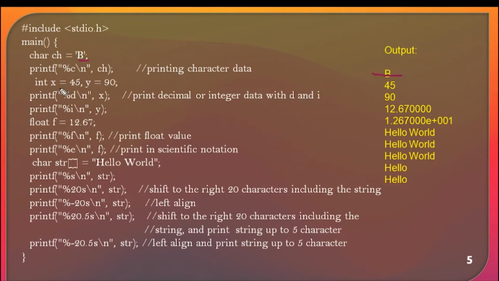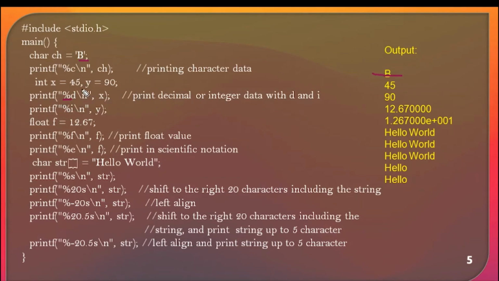Here I declared two different integer variables, x and y. x is assigned the value 45 and y is 90. If you want to display the x value, we can use %d, and %i can also be used. %d is used when we are displaying x. It prints decimal or integer data with d and i.